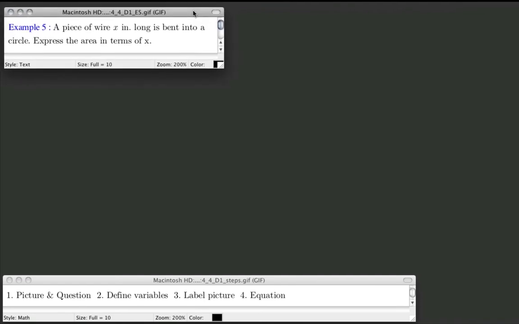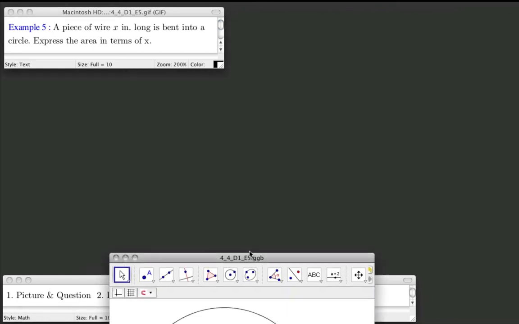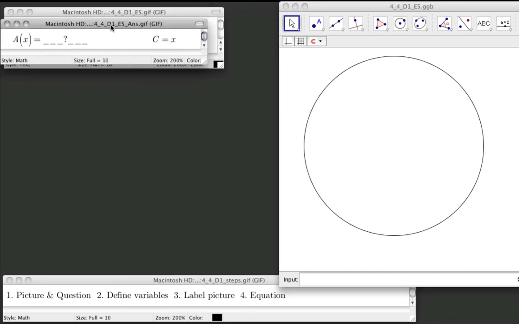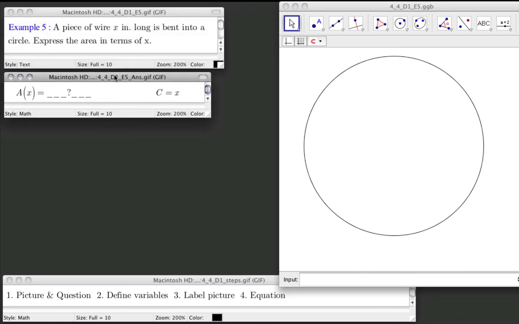Example 5 goes back to geometry and says a piece of wire x inches long is bent into a circle, and you're supposed to express the area in terms of x. So my diagram is going to look like a circle, which is right here. And if I take and bend a piece of wire into the shape of a circle, I know that I've just created the circumference.